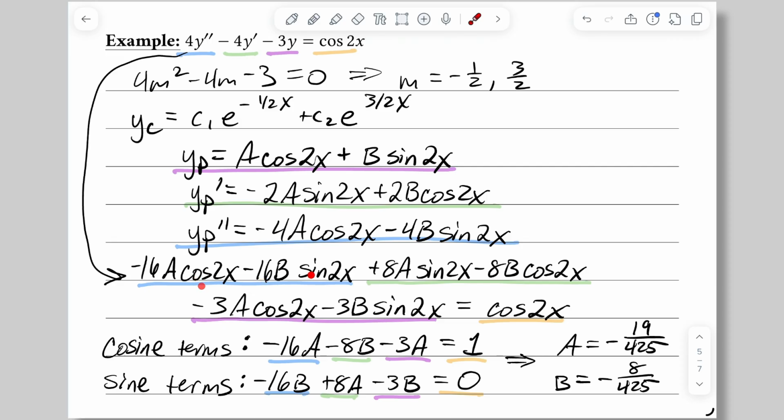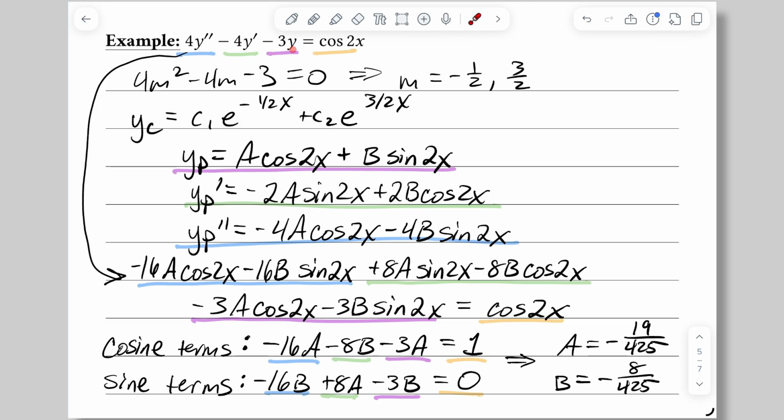Sine or cosine first and then sine. Negative 4y prime is going to give us coefficients of 8a for the sine and negative 8b for the cosine. Don't forget, we're distributing a negative 4. A lot of people will remember the 4, but lose the negative, or they just lose the 4 entirely.